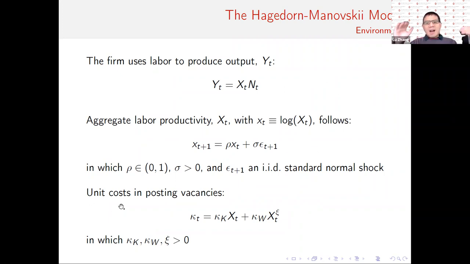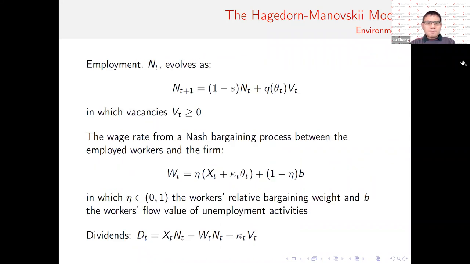And the unit cost of vacancy posting is given by this form, slightly non-standard, but it ends up not being so important anyway. So employment accumulation: total employment next period equals current period employment net of separation plus the number of new hires, which equals the total vacancies available times the vacancy filling rate. Okay, so that's the number of new hires.